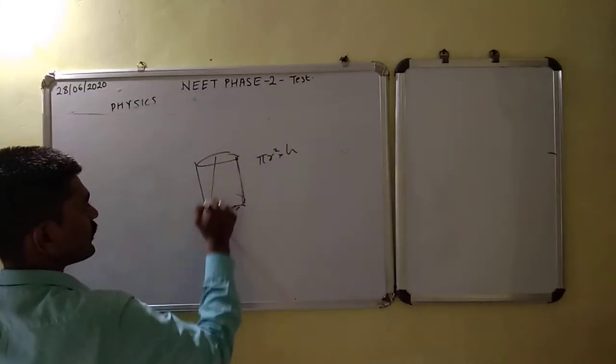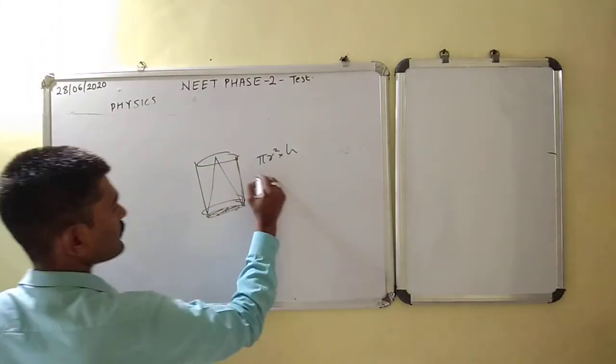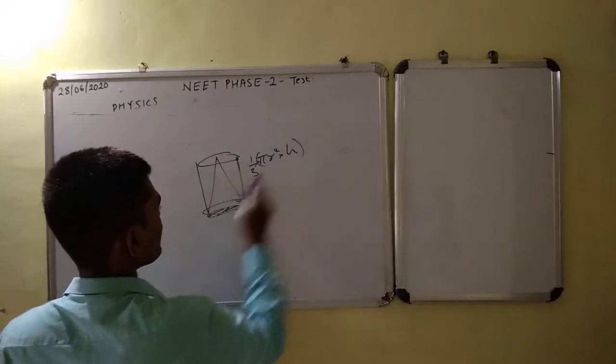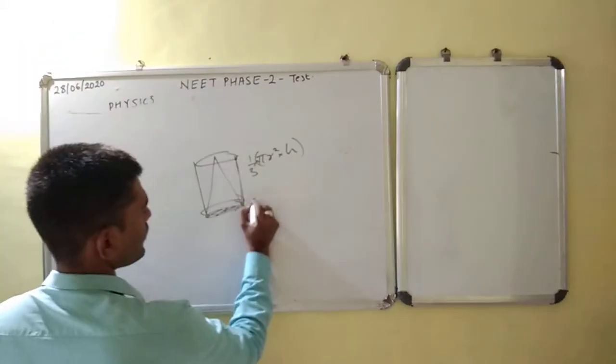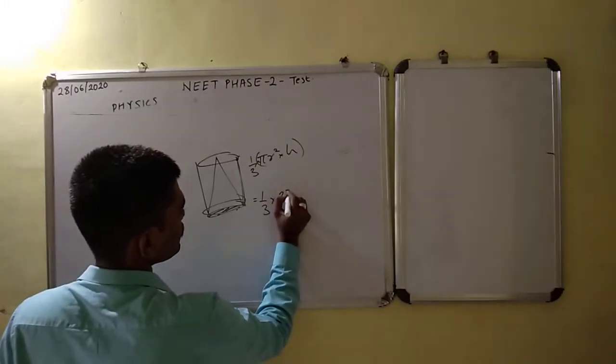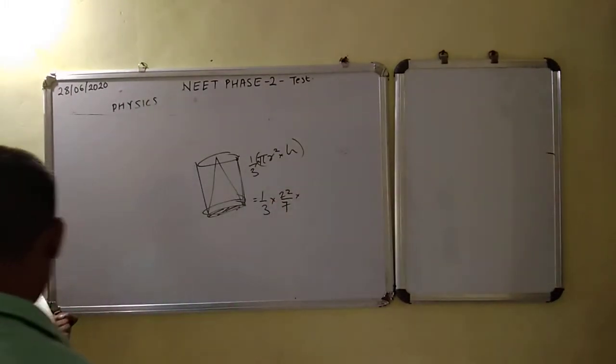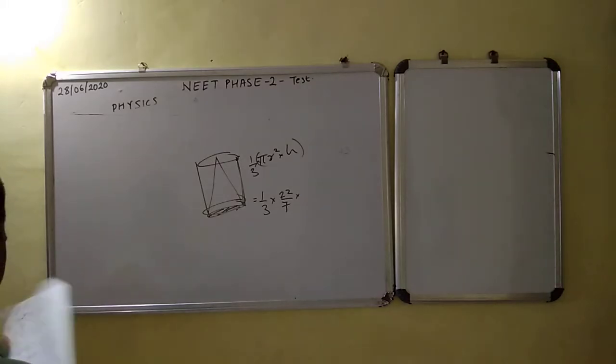But a cone is always one-third of this. Always remember, a cone is one-third of a cylinder. So we have the formula with one-third. Pi is 22 upon 7. What is the radius they have given in the question? What is the radius of the cone? They have given it in the question.